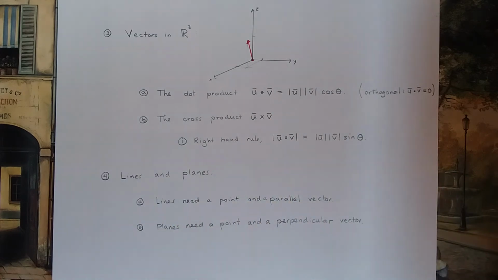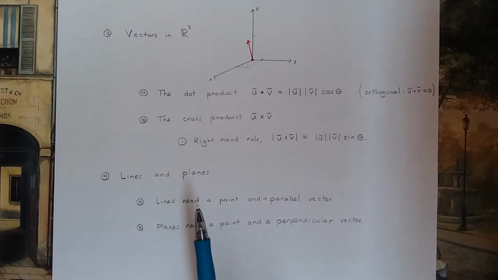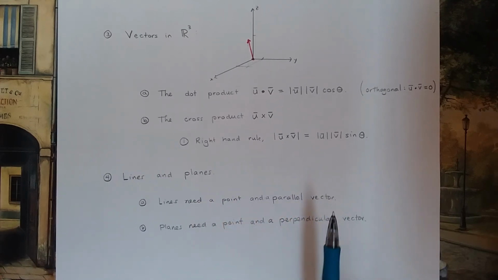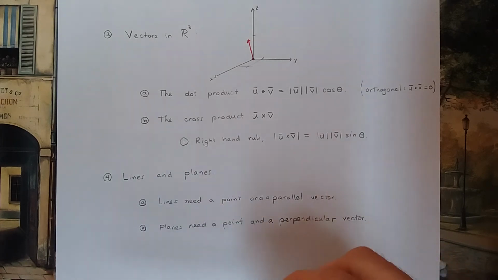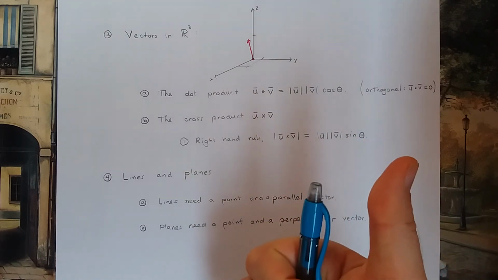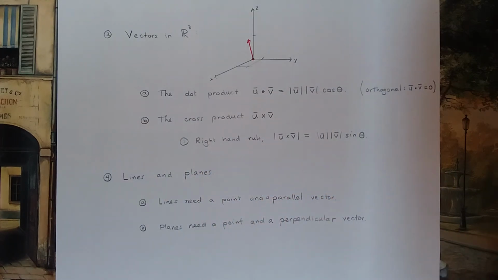And then the last topic that will appear on the midterm is lines and planes. A description of a line in R2 or R3 can be given if you have a point on the line and a parallel vector. Planes also can be described by a point and a single vector, but that vector is perpendicular. So if there's a question about a line or a plane, the first thing that you should think is, how do I find a point? How do I find the right vector? Then you write down the equation for a line or a plane.